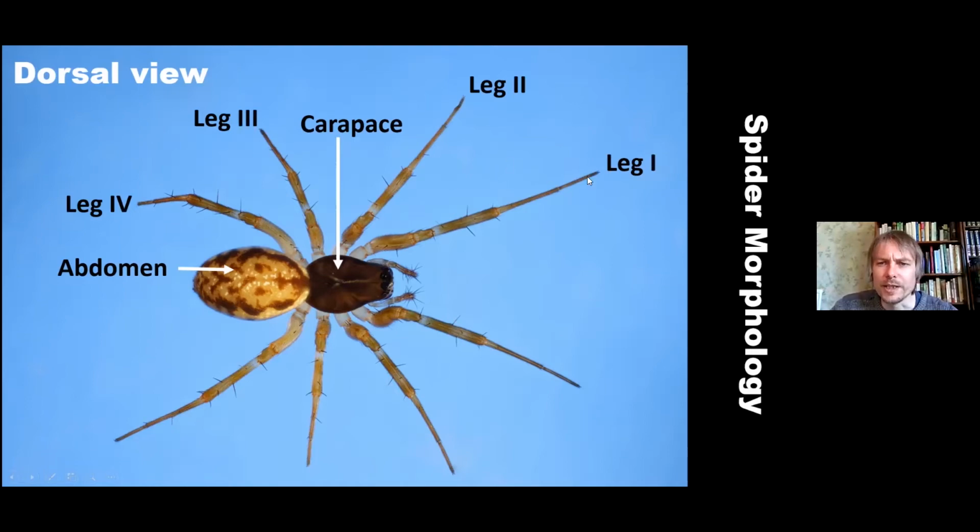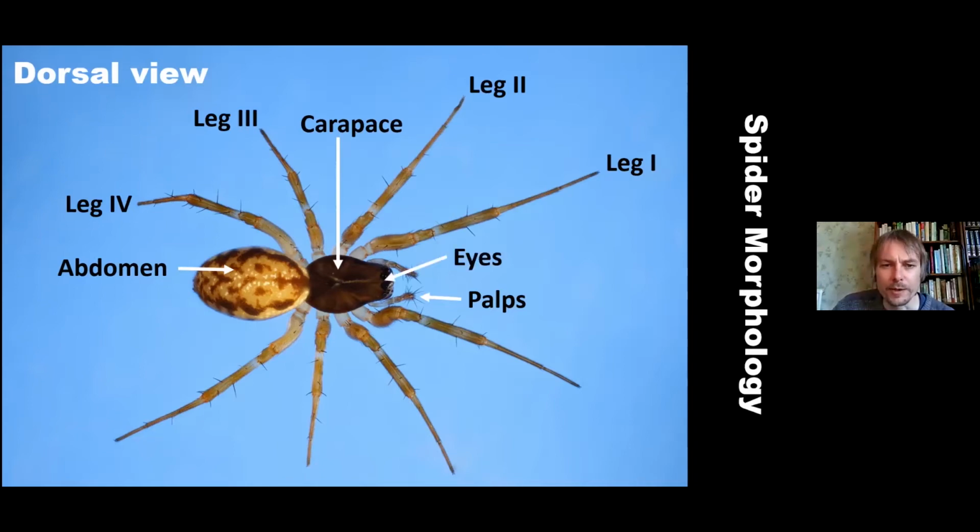So the convention is that we name the legs from 1 to 4, front to back. So if people hear the term, look at leg 1, well, that's the front leg. Leg 4, that's the rear leg, the back leg. Then you've got these two little leg-like segments at the front there, and they're called palps. They're quite important for spider reproduction, so I'll go into that later.